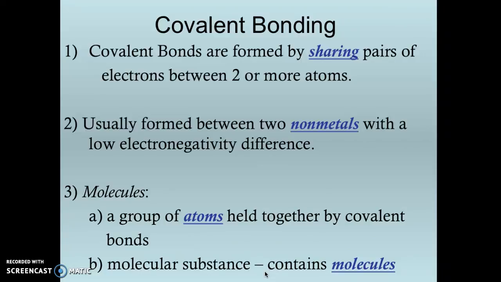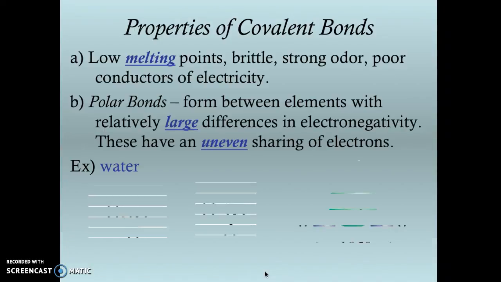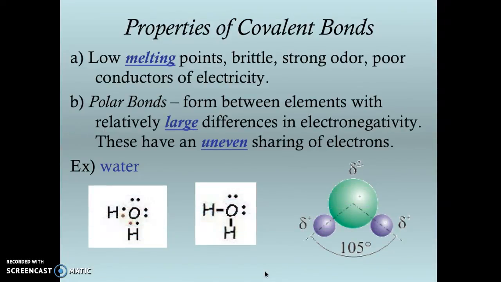Now there's a little bit of terminology here. When you have an ionic bond, it forms a compound, but with covalent it forms molecules. So molecules are atoms held together by covalent bonds, and a molecular substance contains molecules. There are some properties of covalent bonds. They tend to have low melting points and be brittle. They usually have a strong odor, and they usually do not conduct electricity very well. Now there are a couple exceptions to some of those things that I'll talk about in a little bit.